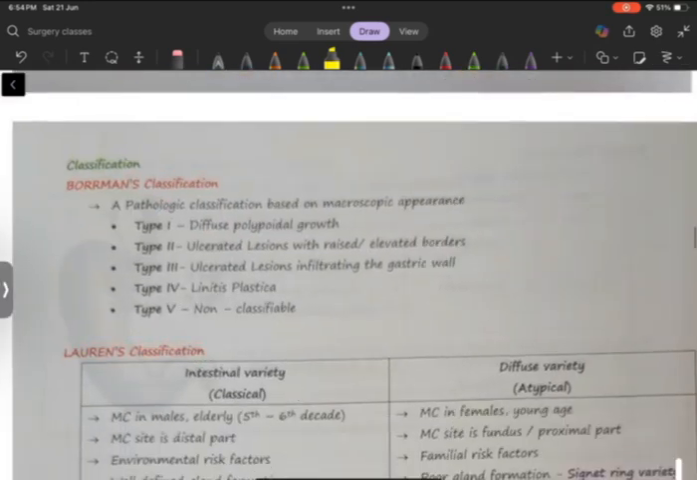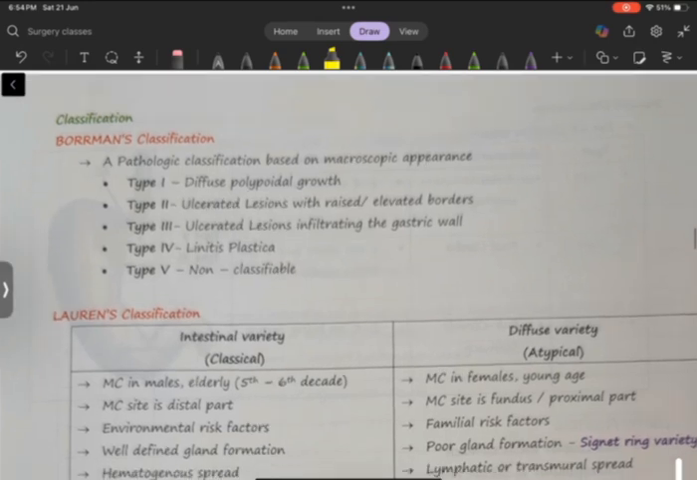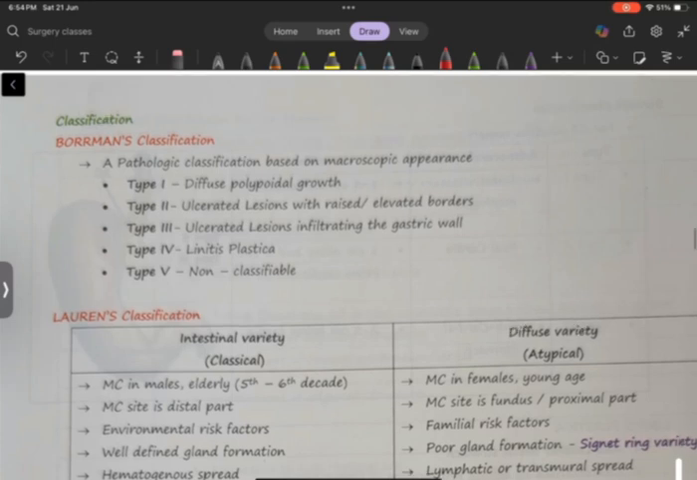Okay, now again, if it is a carcinoma, in order to simplify the pathology, or in order to simplify the study of treatment, we will classify the carcinomas. So the first classification is Borrmann's classification. In this, we classify carcinoma of stomach based on macroscopic appearance, how it appears to the naked eye.